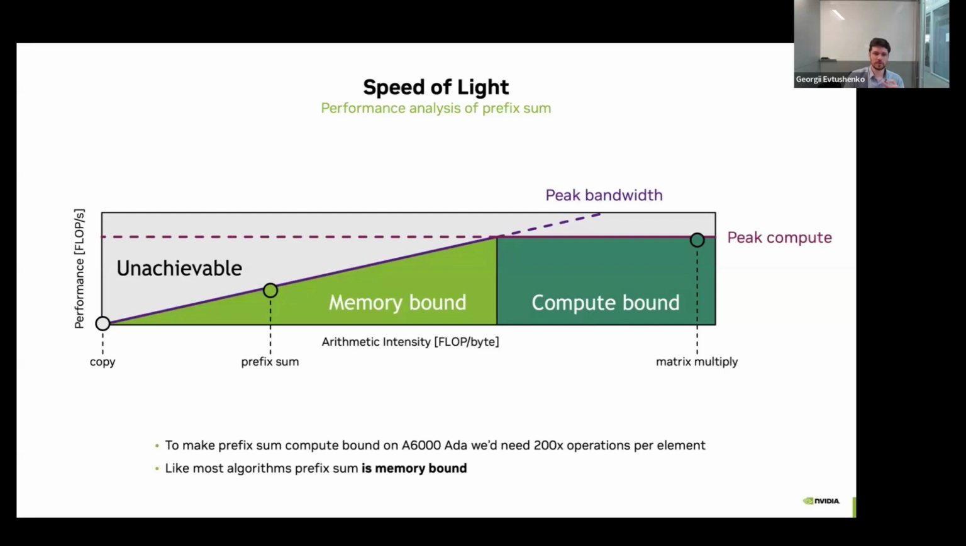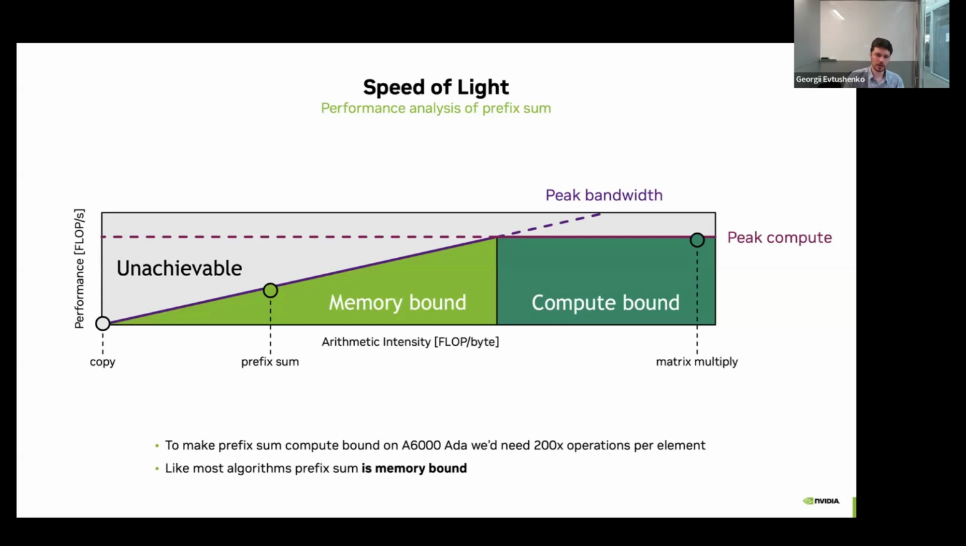We can then plot performance as a function of arithmetic intensity. This plot is going to be bound by two limits. First limit is the peak compute that a given GPU can achieve. Second limit is the peak memory bandwidth. The point where two limits meet separates memory-bound algorithms from the compute-bound ones.